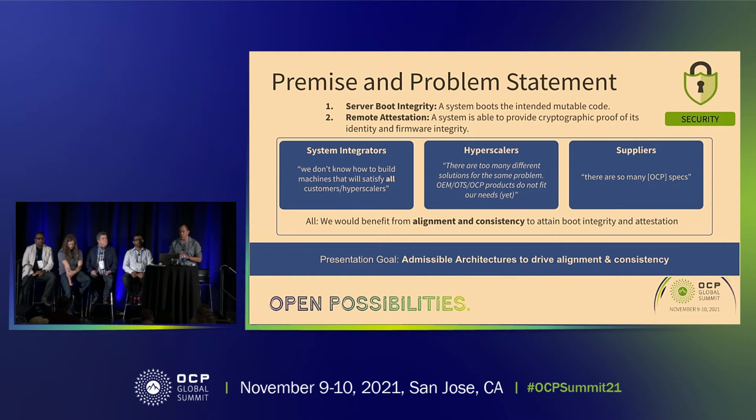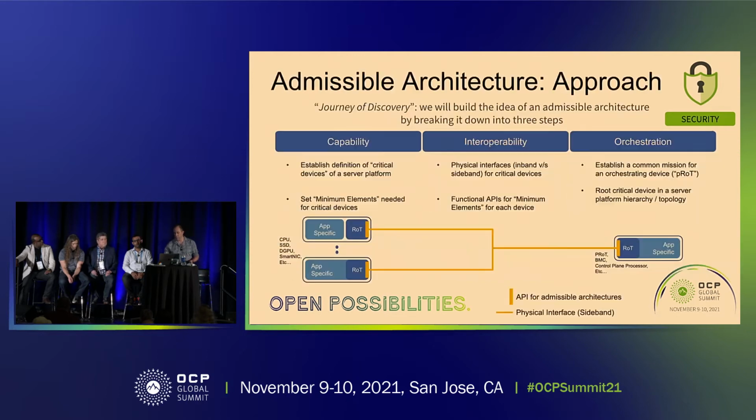So really the goal today is to present what we think is, the term is admissible architecture, right? But what we think of it is a framework that we want to be inclusive and extensible and to keep working on for the next several months and quarters, to drive alignment and consistency. So we're going to present one way we want to see systems behave and be built that we feel is going to help clarify a lot of doubt and help people make a system that works for all of us, for Google, for Azure, for Meta.